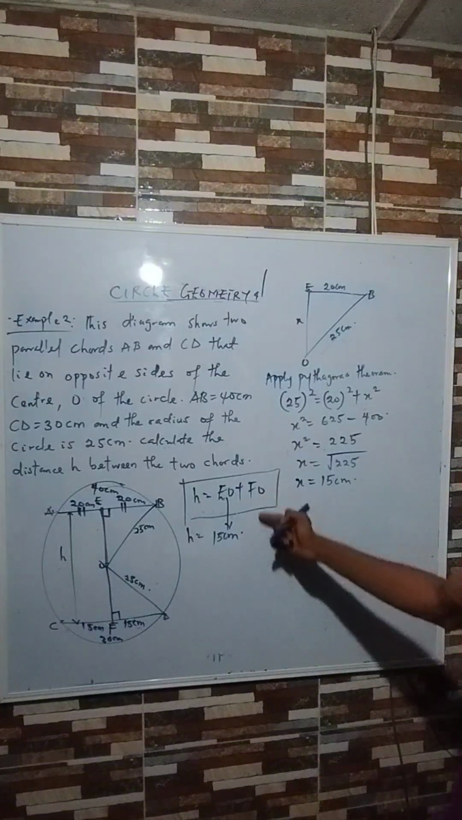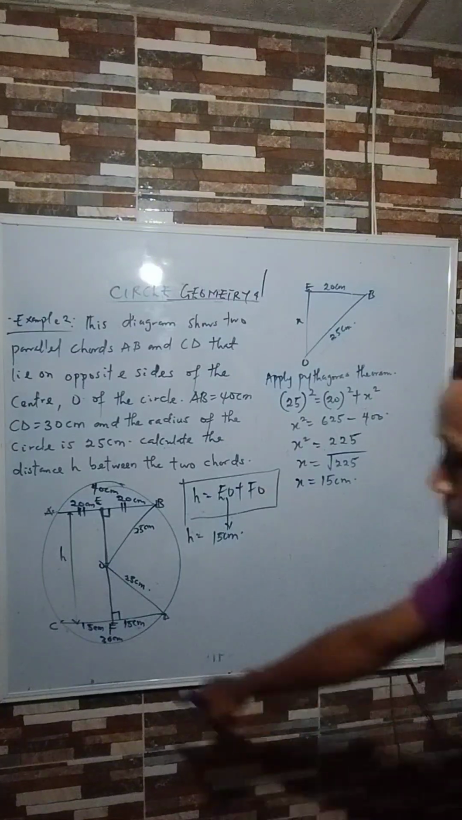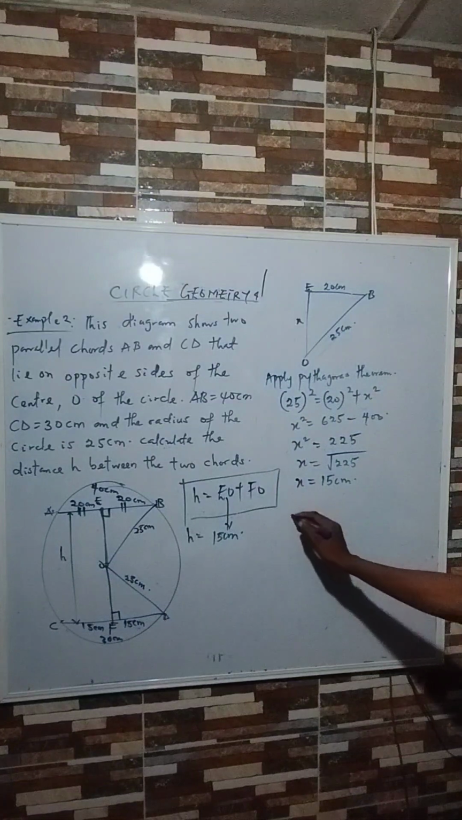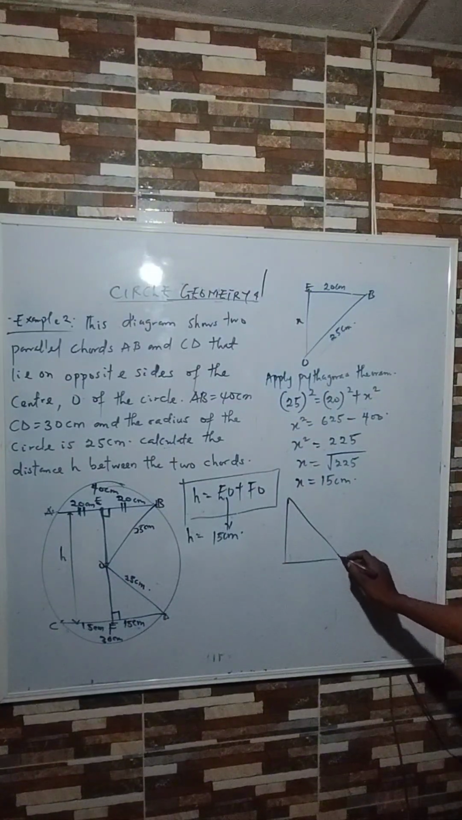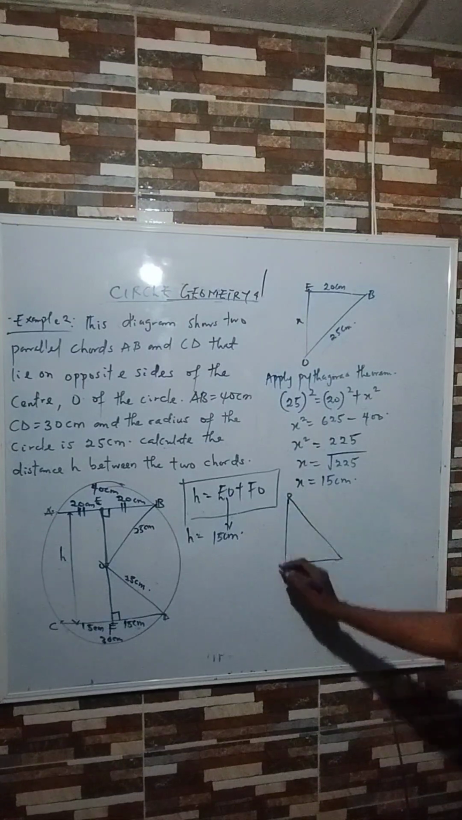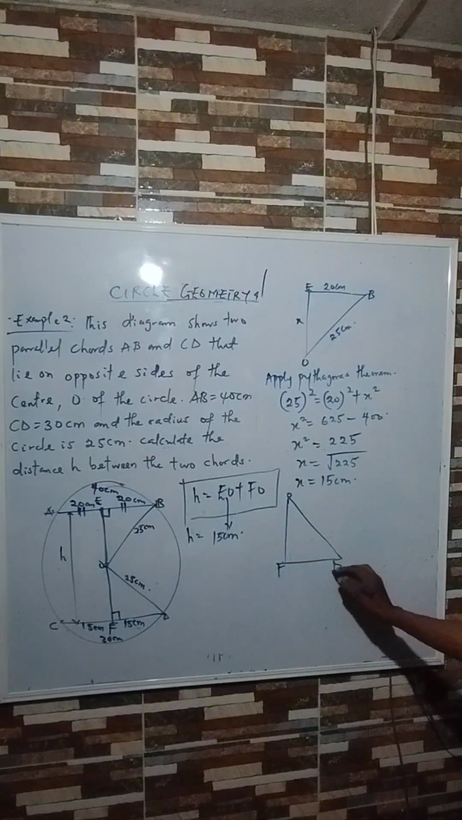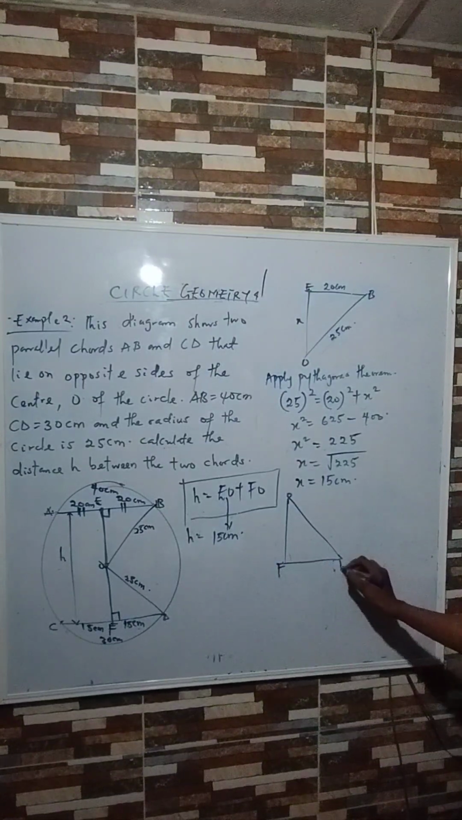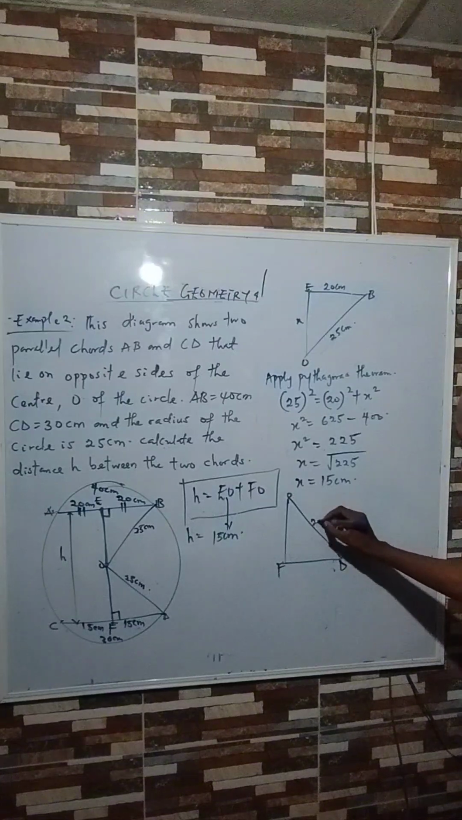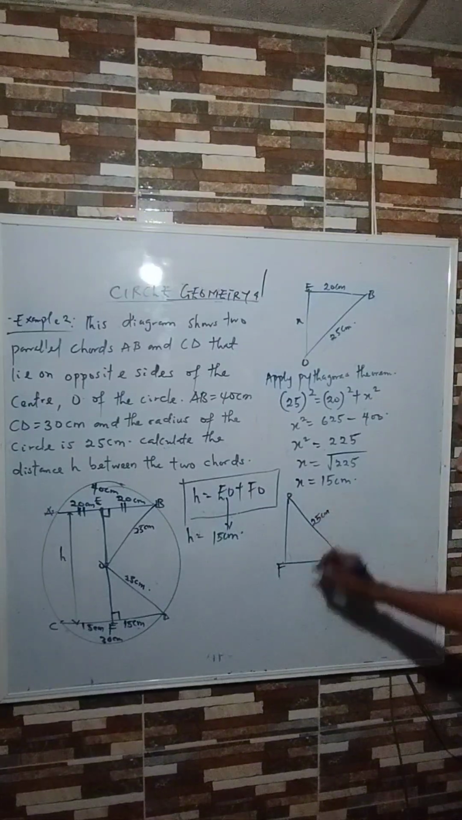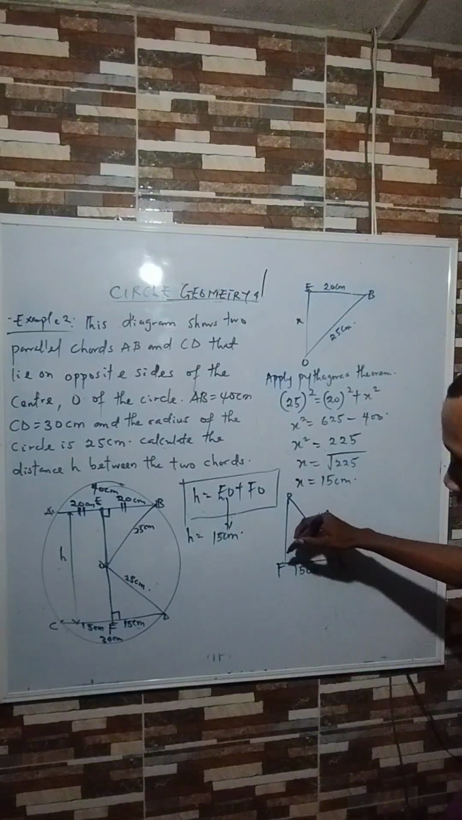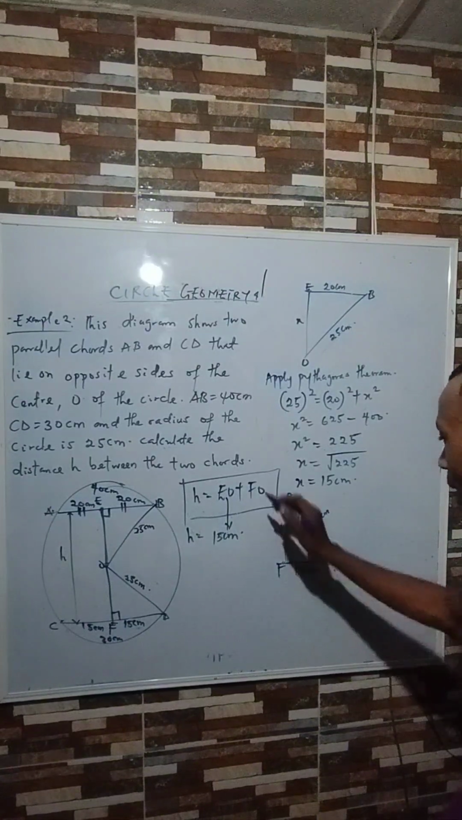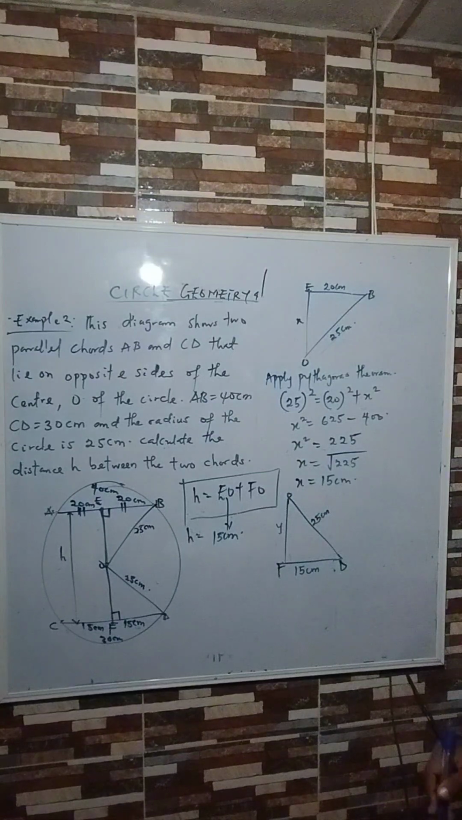So we are left with FO. What is our FO? We can have that triangle also. You can draw the triangle and then provide a solution beside it. So here is our O, here is our F, and here is your D. Here is 25 centimeter. We have here 15 centimeter. Let's call this place Y.